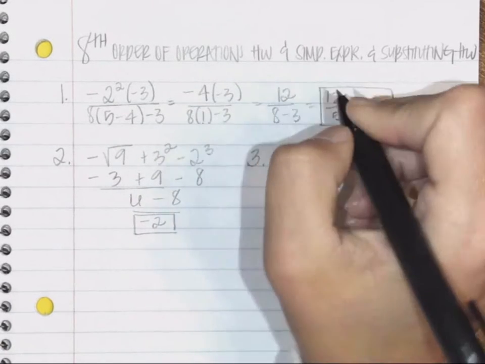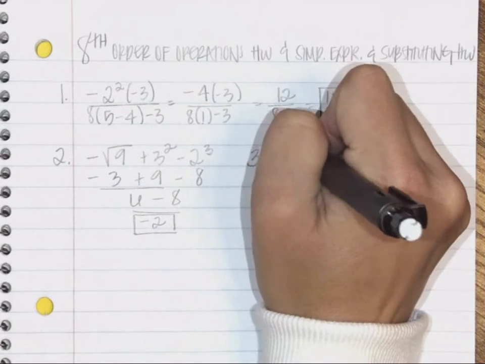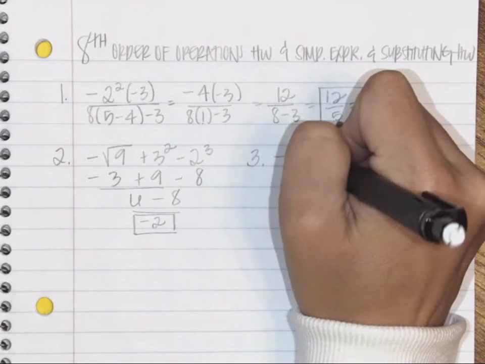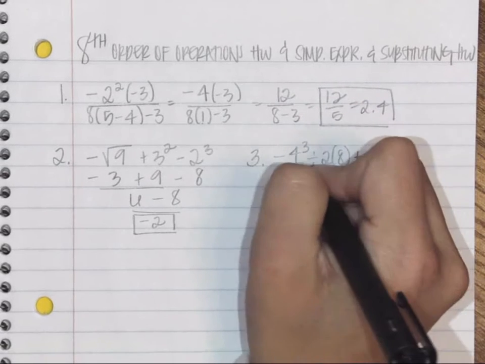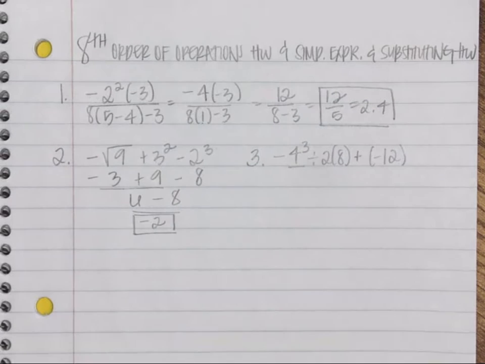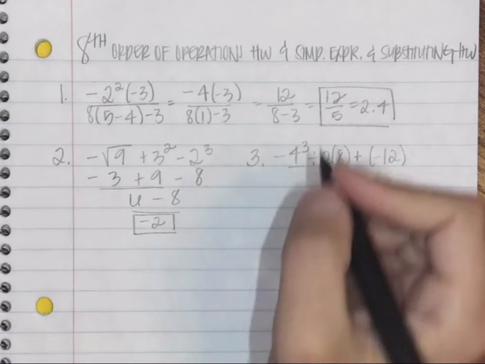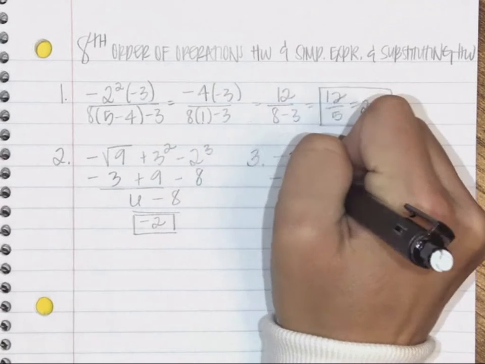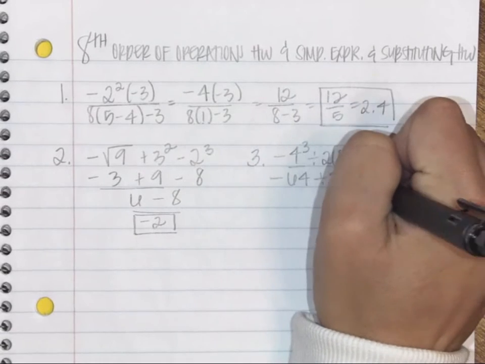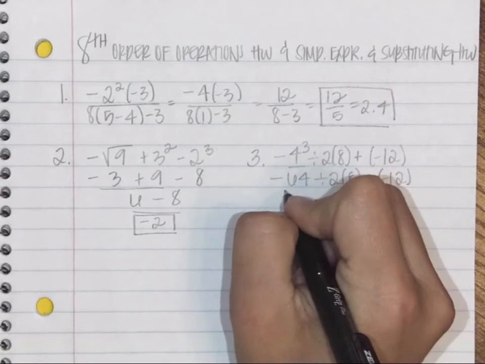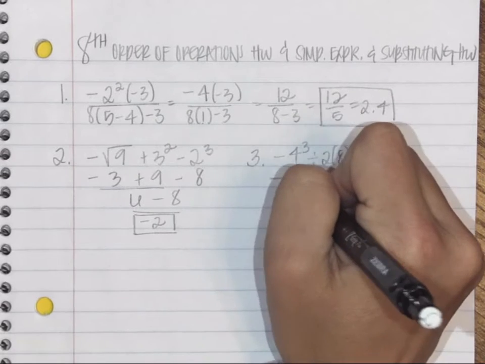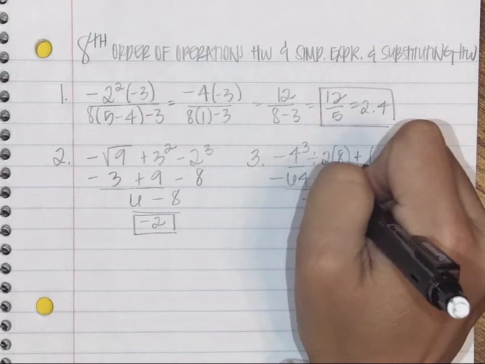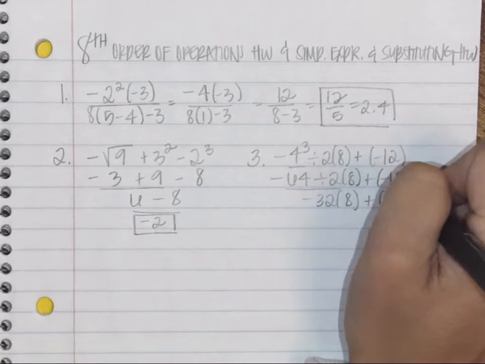Number 3, we have the opposite of 4 cubed divided by 2 times 8 plus a negative 12. So we are going to do our exponents first, and we are going to raise 4 to the third power. It's not a negative 4 to the third power. So then we get the opposite of 64 divided by 2 times 8 plus a negative 12. And we are doing the division first. So we have negative 64 divided by 2, which would be negative 32 times 8 plus negative 12.